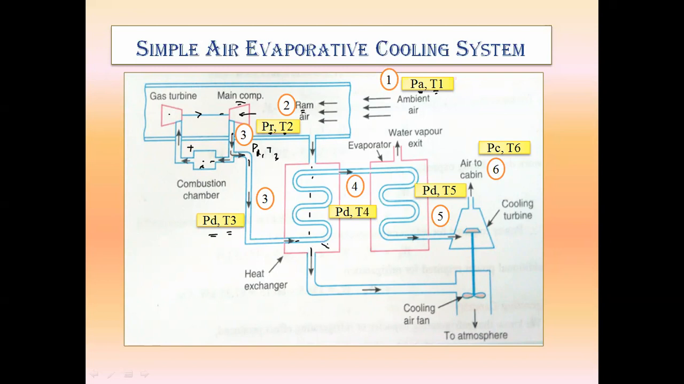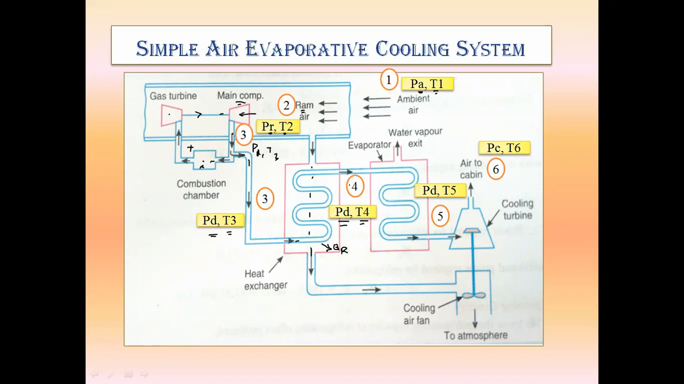So here, as ram air is having a lower value of temperature as compared to compressed air, constant pressure heat rejection process will take place. So 3 to 4 process is nothing but constant pressure heat rejection inside the heat exchanger. And because of this constant pressure heat rejection, pressure will remain the same, PD. Only temperature will go on decreasing. T3 will become T4.